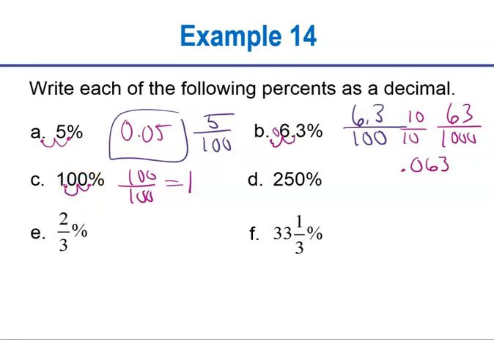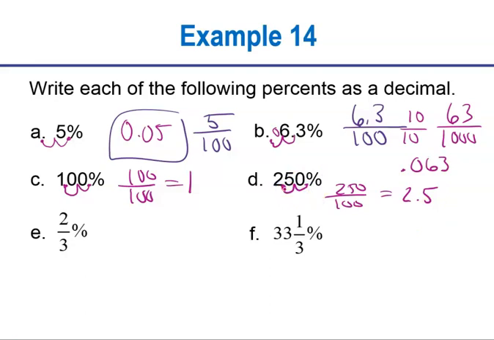What about 250%? That's 250 out of 100. That reduces to 2.5, right? Or 2 5/10. Move the decimal over, 1, 2. There we go. That's another way to handle it, okay?